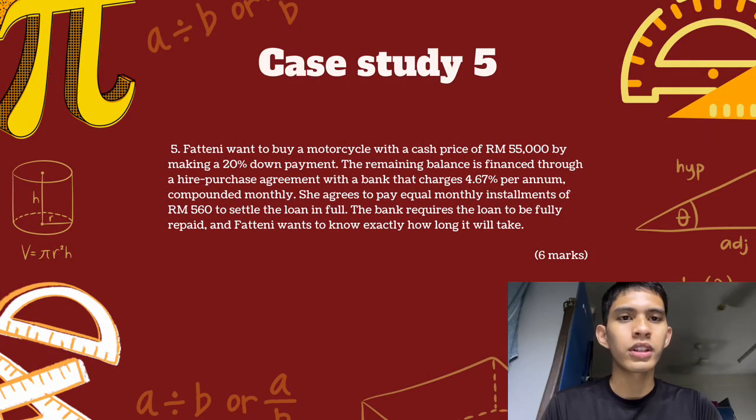For case study 5, Fatani wants to purchase a motorcycle with a cash price of RM 55,000. She makes a 20% down payment while the remaining balance is financed through a hire purchase agreement with a bank. The bank charges an interest rate of 4.67% per annum, compounded monthly. Fatani agrees to pay equal monthly installments of RM 560, and our objective is to determine how long it will take for her to fully repay the loan.